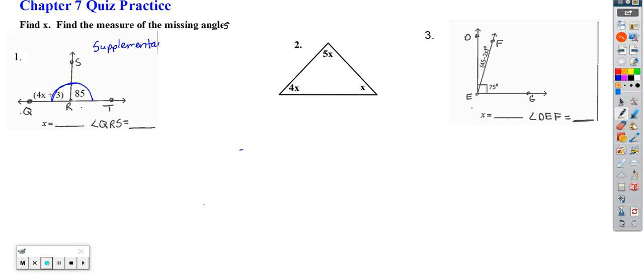You always want to identify what type of angles they are. They are supplementary angles. What do we know about supplementary angles? They are 2 angles that add to equal 180 degrees. So 4x plus 3 plus the 85 should add to 180 degrees. Let's combine our like terms. I have 3 plus 85. That gives me 88.